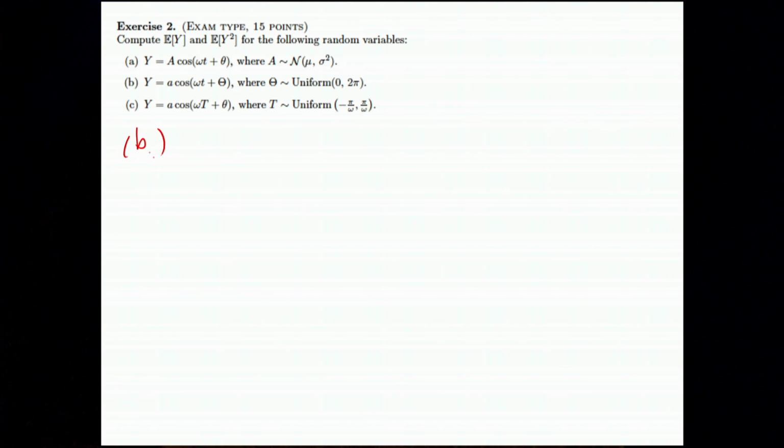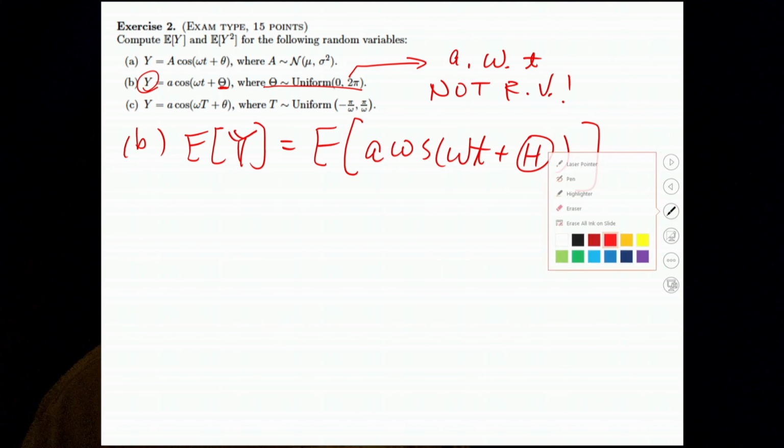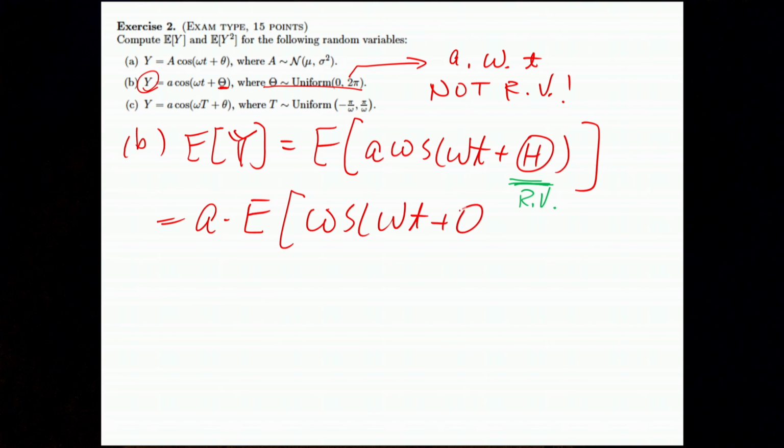Next, B. I know y is a random variable, and here theta is the random variable. That means a and omega and t are not random variables. So again, we want to find the expectation of y, which is the expectation of a cosine omega t plus theta. Only theta is the random variable, so I can take a outside the expectation, and it's cosine omega t plus theta.